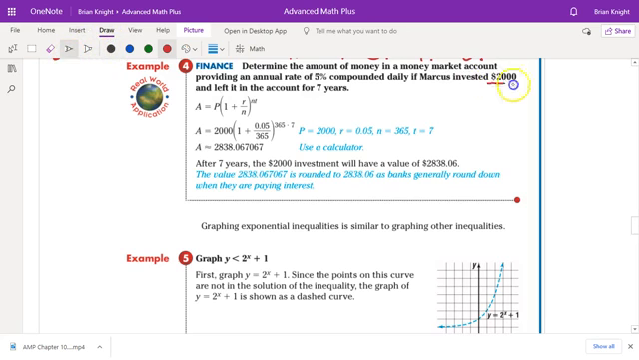If Marcus invested $2,000 and left it in the account for 7 years. Okay? So there's all kinds of accounts you can get at the bank. You can get checking accounts. You can get savings accounts. You can get money market accounts. You can get CDs. Okay?